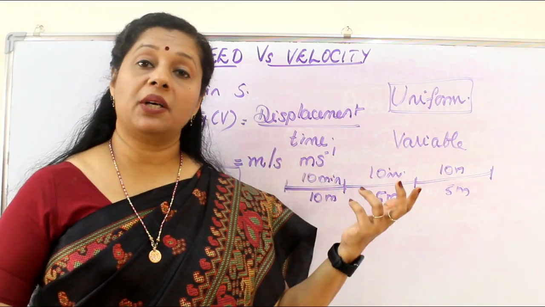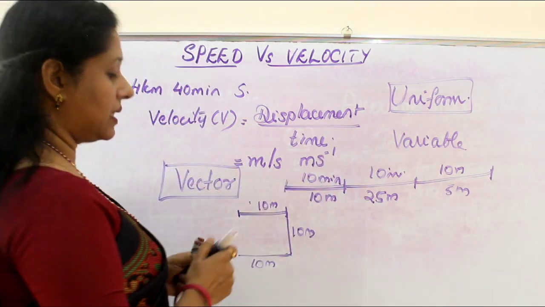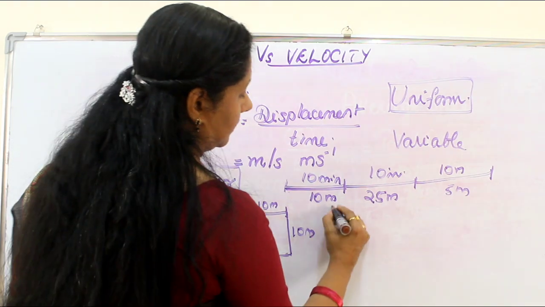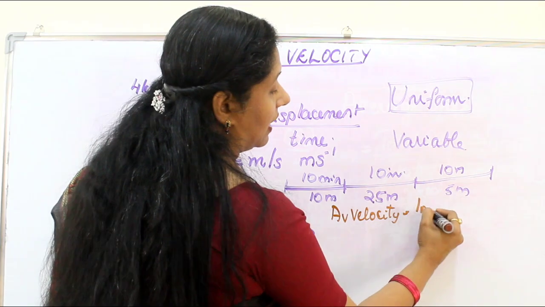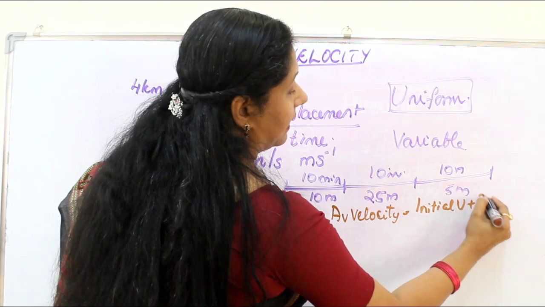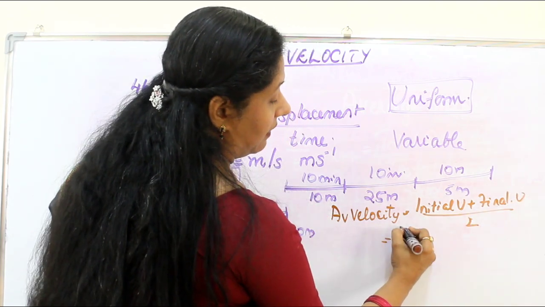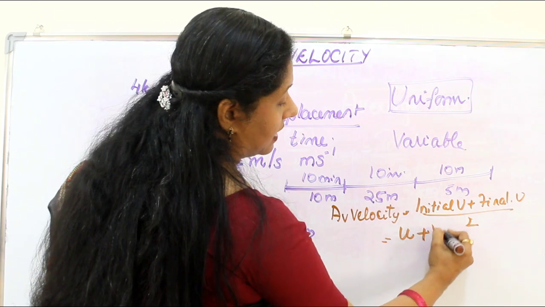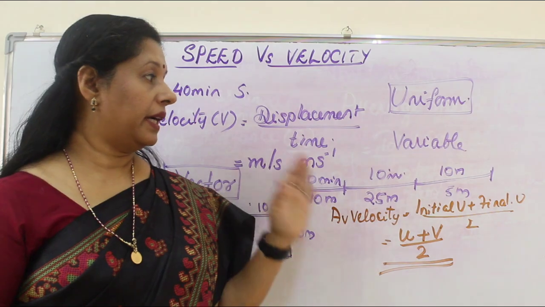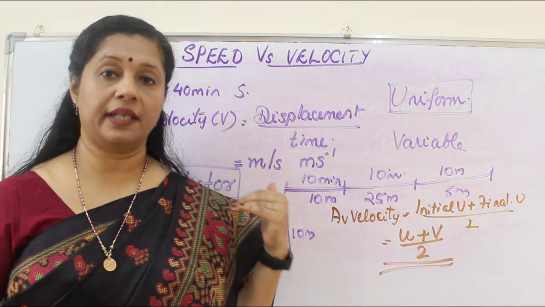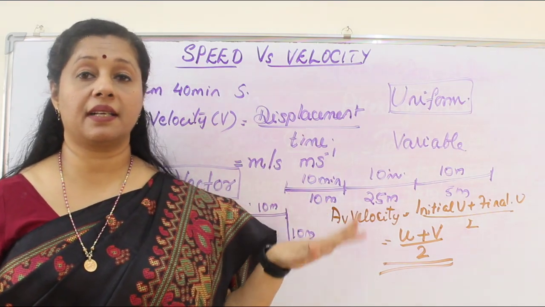We learned average speed was equal to total distance covered by total time taken. But average velocity, V average we can say, is considered as initial velocity plus final velocity by 2. That is, initial velocity is considered u, final velocity is considered v, upon 2 we will get average velocity. So if distance traveled by time is calculated, that is speed, but distance traveled in a definite direction, that is displacement upon time, we consider it as velocity.